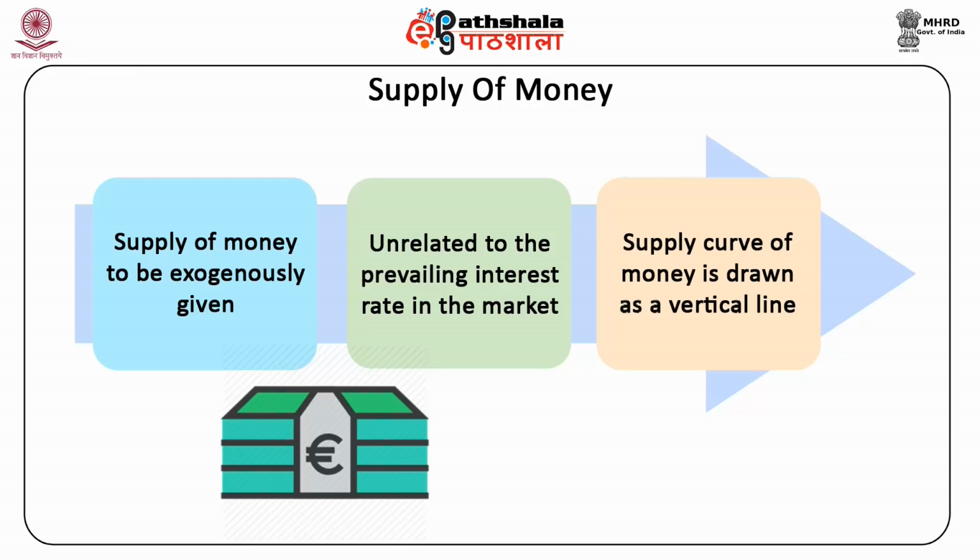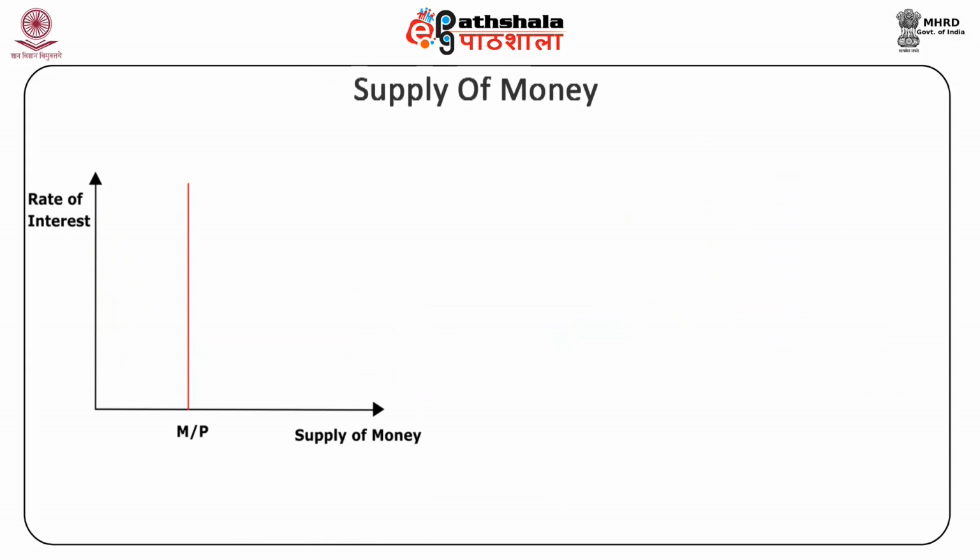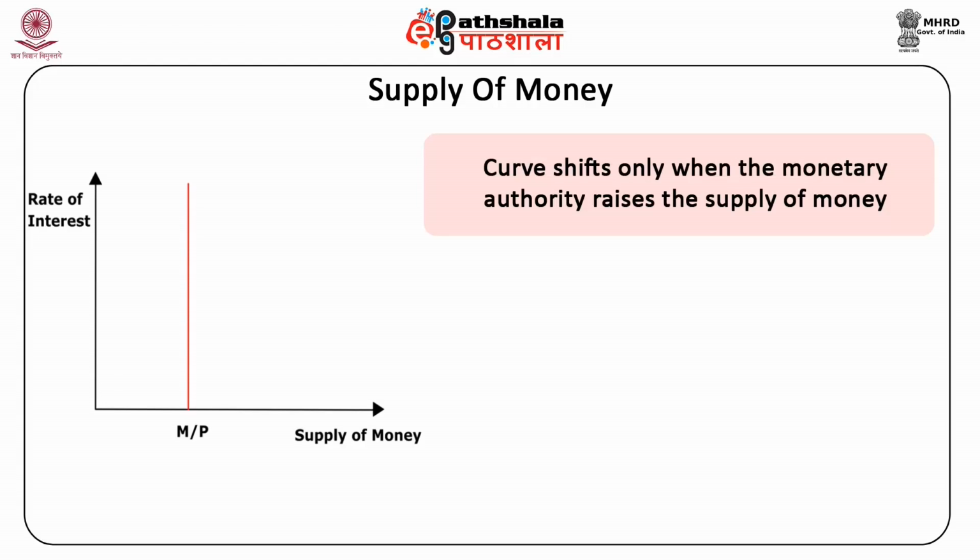Therefore, the supply curve of money is drawn as a vertical line determined by the monetary policies. Let us look at the money supply curve diagrammatically. The money supply curve shifts only when the monetary authority raises the supply of money through its monetary policy.